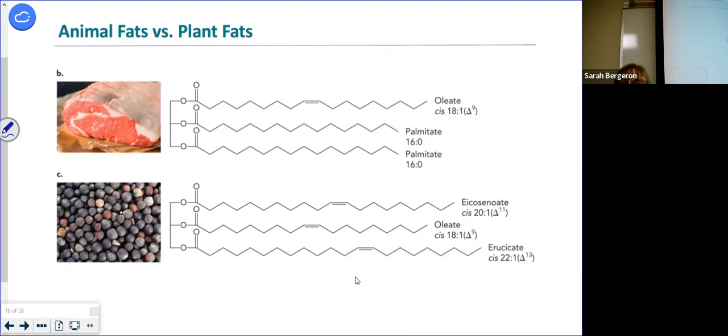Whereas if we look at a plant, what do we see? Every single one is sort of saturated, at least a little bit.